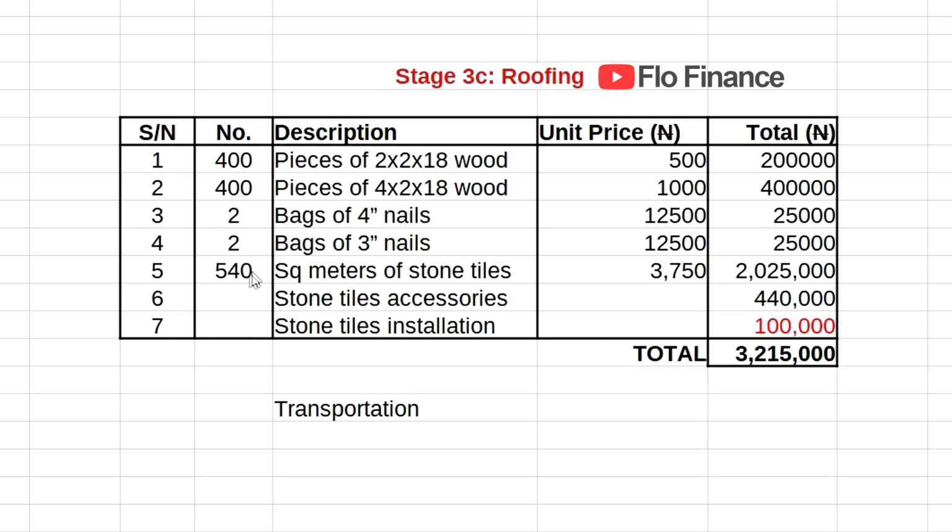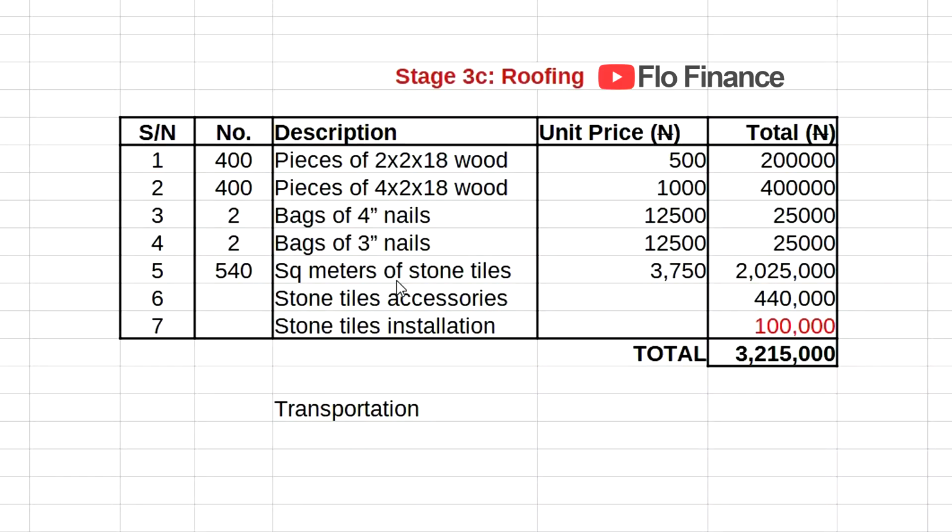And then you need the covering for the roofing sheets, depending on what you want to use. These days, what is in vogue is stone tiles, the type that we use in our house. Right now I asked the people that installed it for us, and they said it's 3,750 naira per square meter. And then they have accessories like ridges and valleys, depending on the shape of the building.